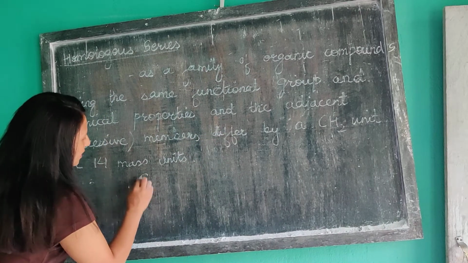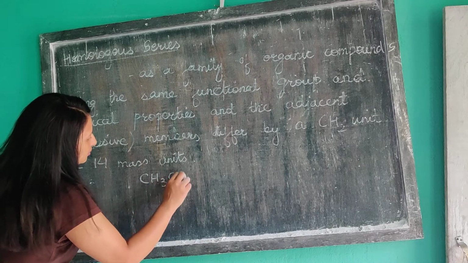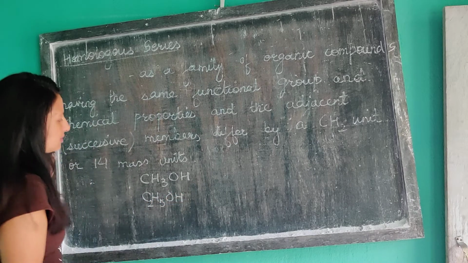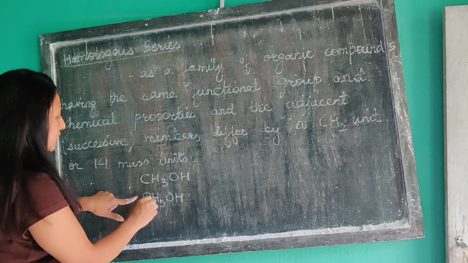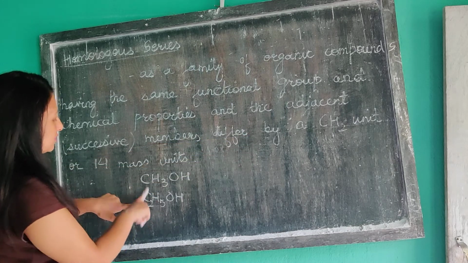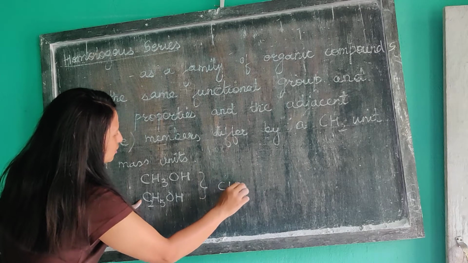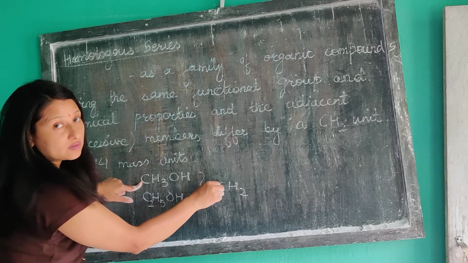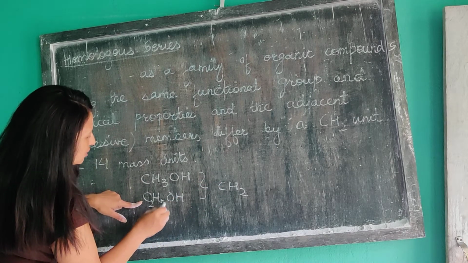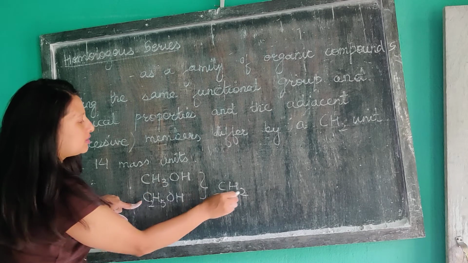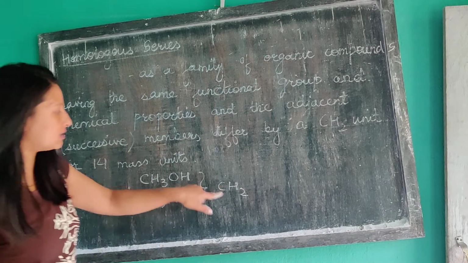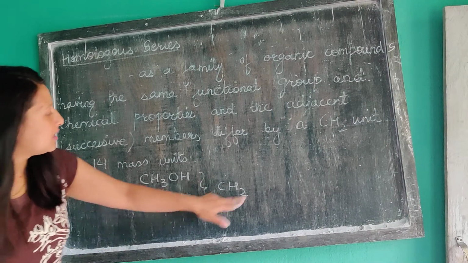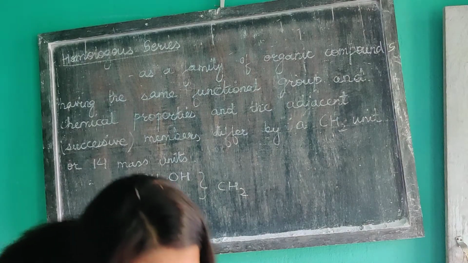For example, this is methanol. This is ethanol. If we count the C and the H, the difference will be CH2. How? Here there is one carbon atom, here there are two carbon atoms, so 2 minus 1 is 1 carbon. And 5 hydrogen atoms and 3 hydrogen atoms, so 5 minus 3 is 2. In this way, each adjacent or successive member of the homologous series differs by a CH2 unit.